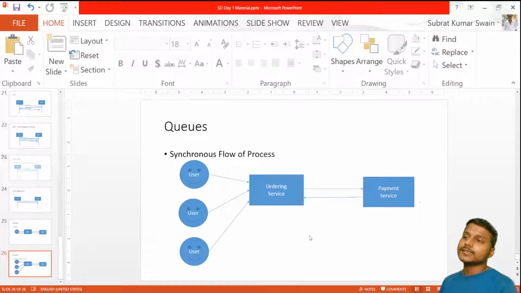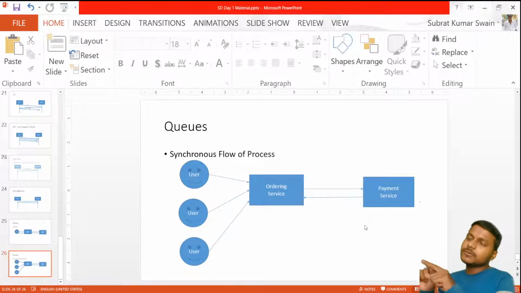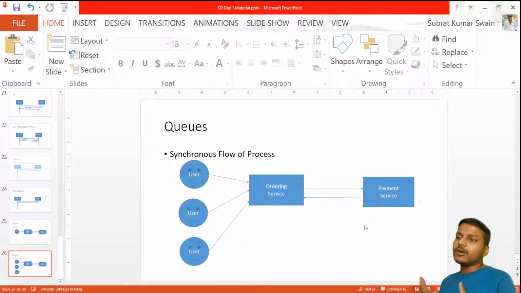What would happen? With synchronous flow, the entire process would run at the speed of your slowest component, the slowest service. So the payment service is slow, and the system will wait for the response on whether the payment is made or not. So the entire process would be slower. If your order is not completed, then the next user's order cannot be taken up. Obviously this would annoy all the rest of the users.